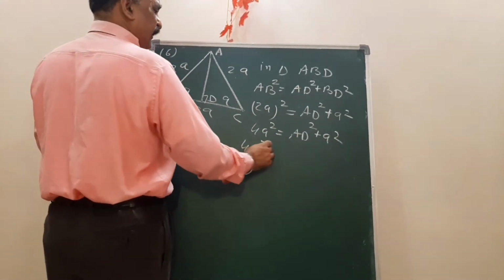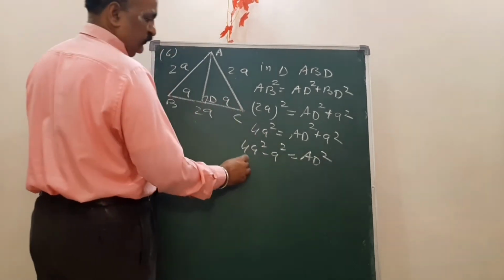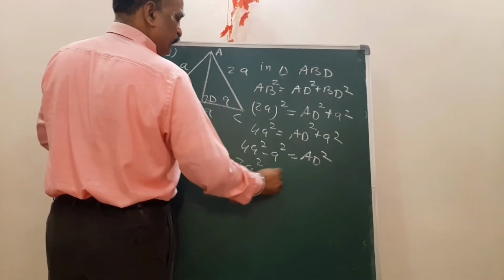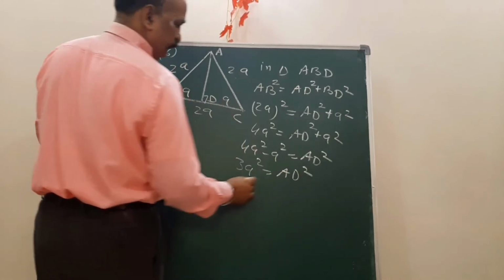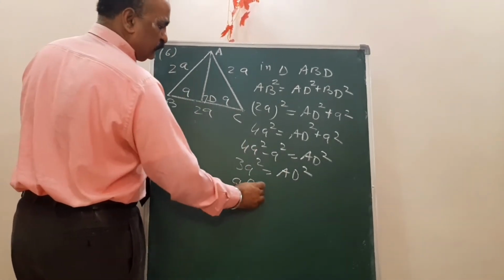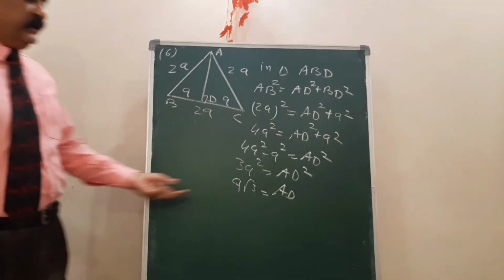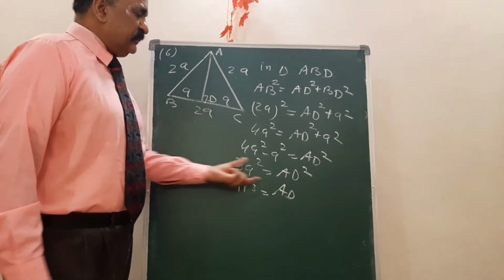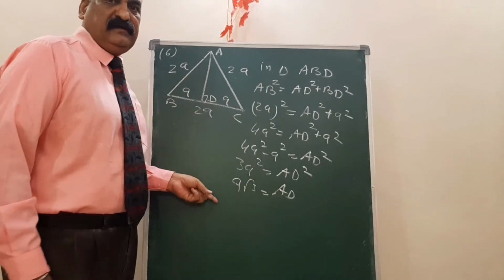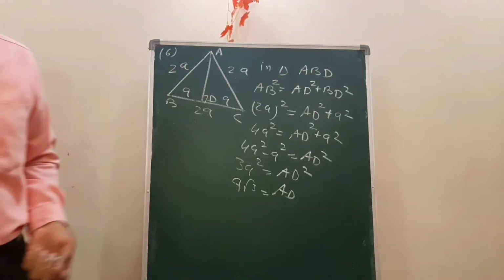So 4A square minus A square equal to AD square. So 3A square equal to AD square. So square root of A square is A. So A under root 3 is equal to AD. So AD is equal to A under root 3. This is the altitude of this equilateral triangle. I hope this is clear to you. Next question.